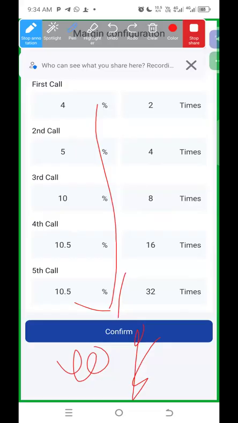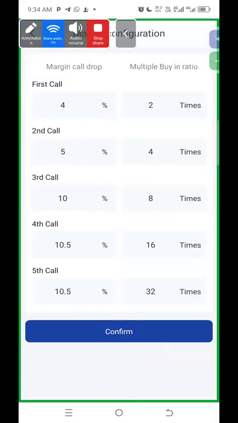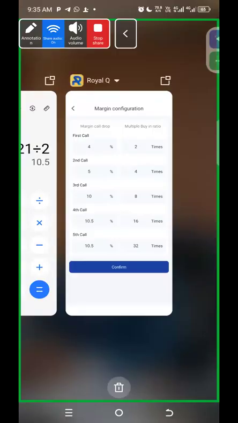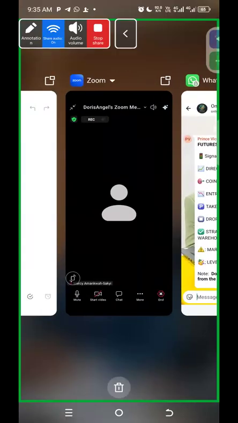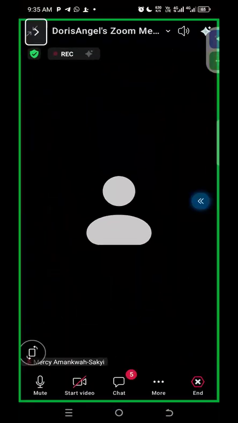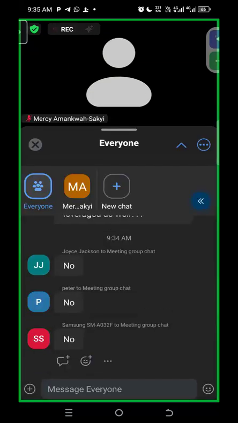Can you do this? Is it difficult? Let me know. Is it difficult? Very good.